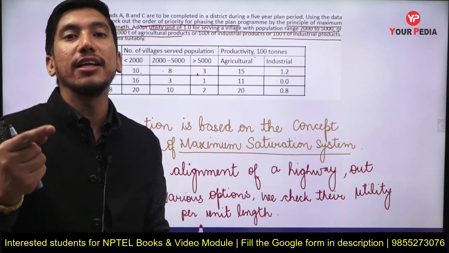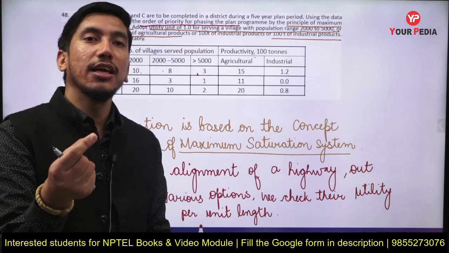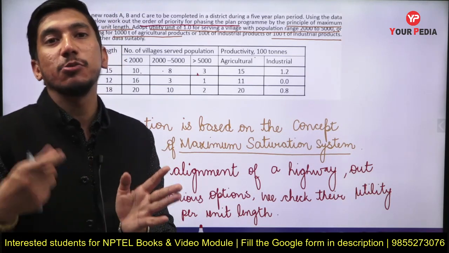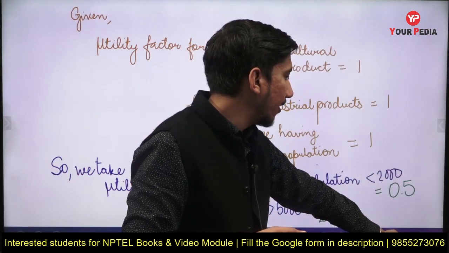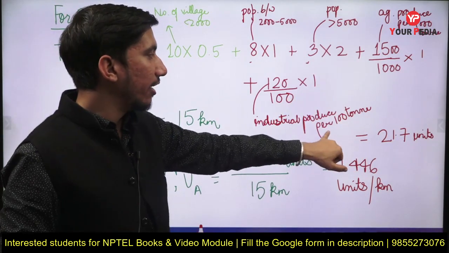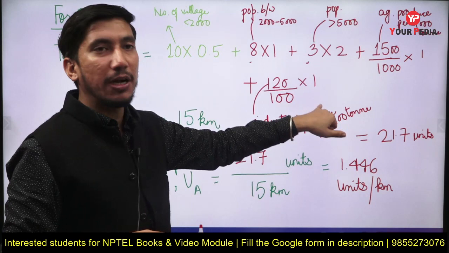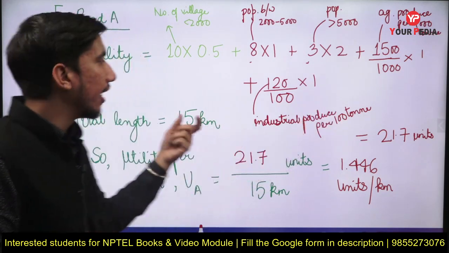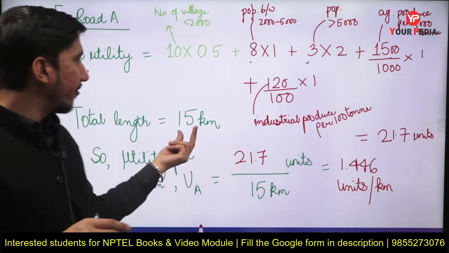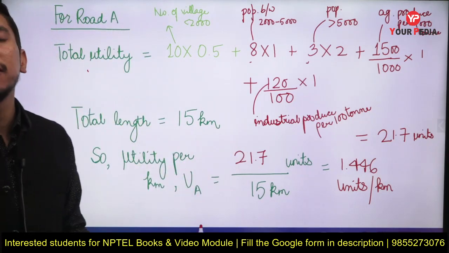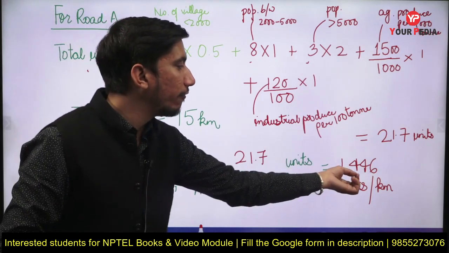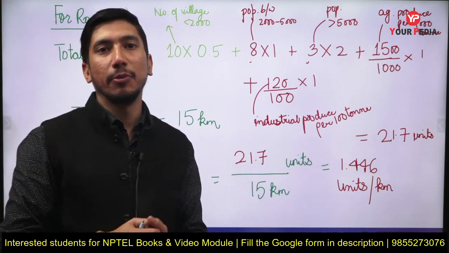1.2 into 100 is 120. So 120 ton of industrial produce was actually transported through this route. So again 120 ton divided by 100, because we have been given the utility factor per 100 ton. This multiplied by 1 will give me the total utility. So the total utility is coming out to be 21.7 units, and this when divided by the total length of the road, which is 15 kilometers, gives me the utility per kilometer as 1.446 units per kilometer.